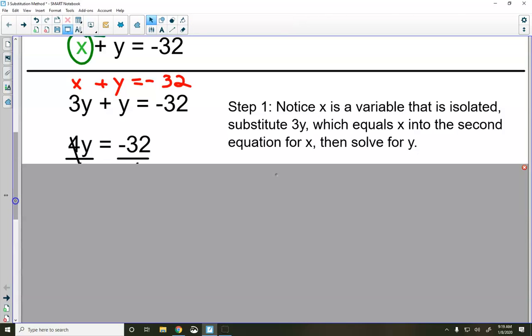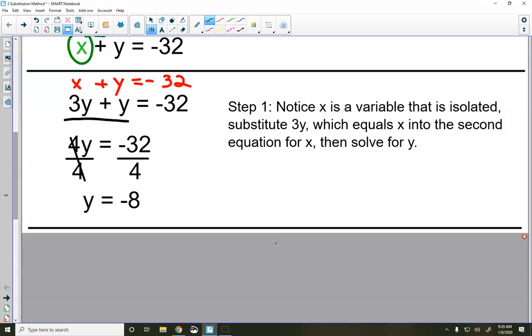Step 1. Notice x is a variable that is isolated, and substitute 3y, which equals x, into the second equation for x. Then we solve for y. So now that I have this alone, I can just solve this. 3y plus y is 4y. 4y equals negative 32. Divide each side by 4. These cancel out. We have y alone. And negative 32 divided by 4 is negative 8.